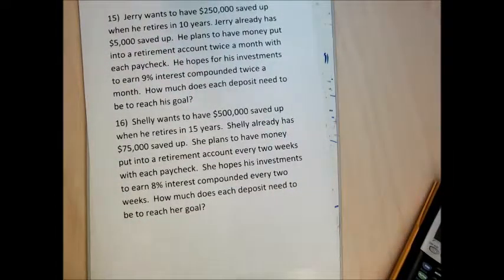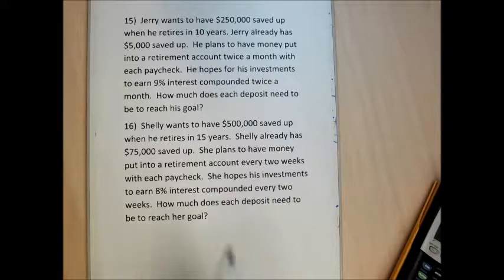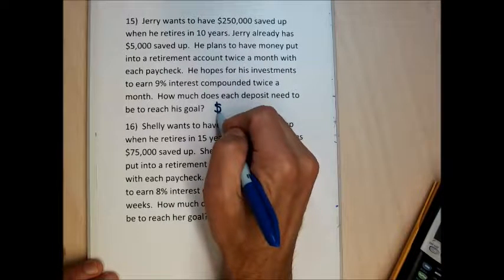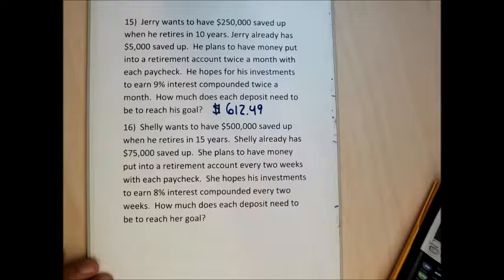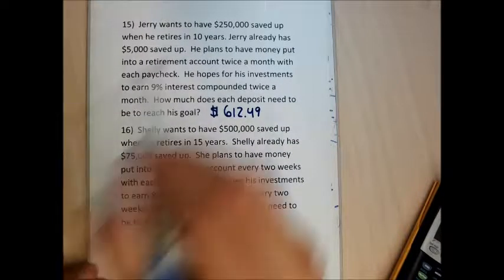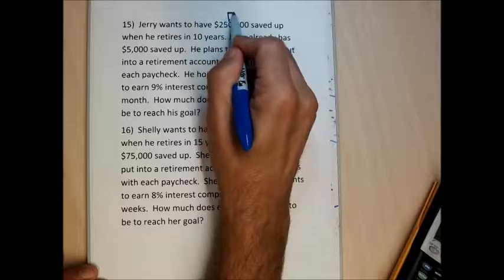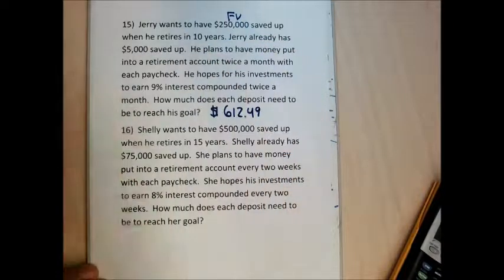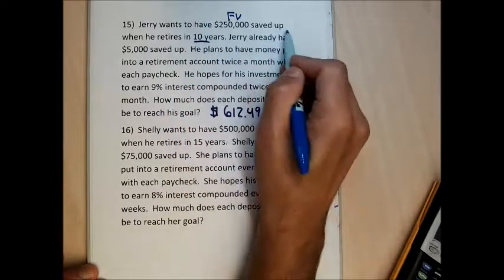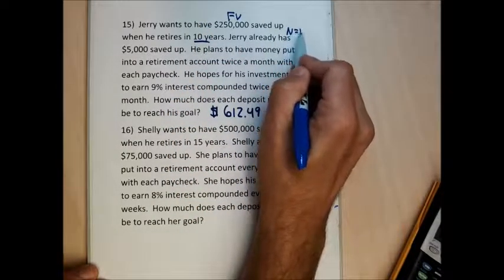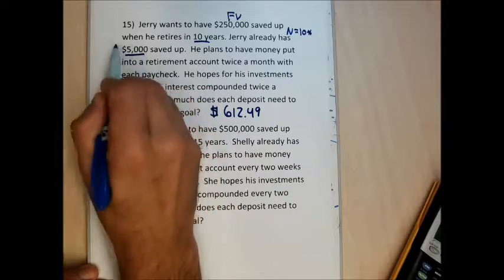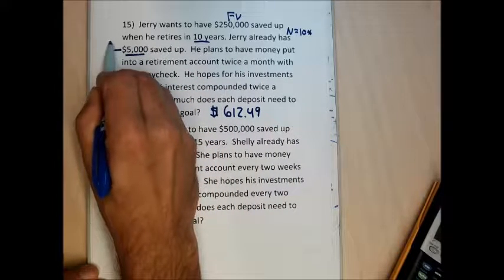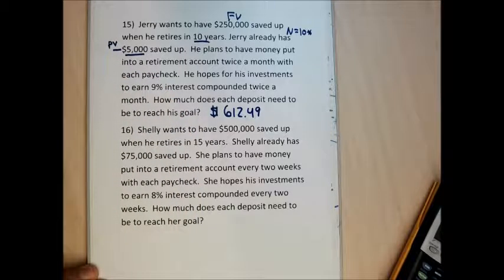All right, once you get 15 a go, and for 15 I came up with $612.49, and I'll talk through it with you a little bit. Again, the amount of money Jerry wants to have saved up in the future has to be the future value. The 10 years is part of the N. The N's going to be 10 times something. The $5,000 already saved up needs to go in as a negative, and it needs to be the PV.